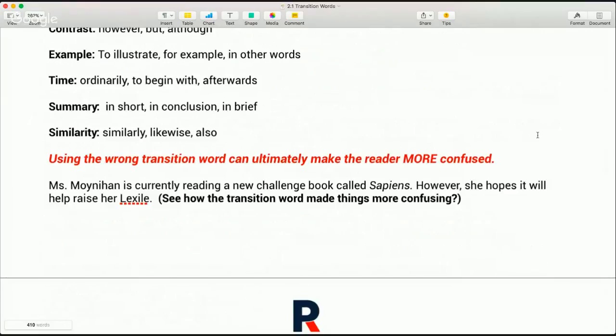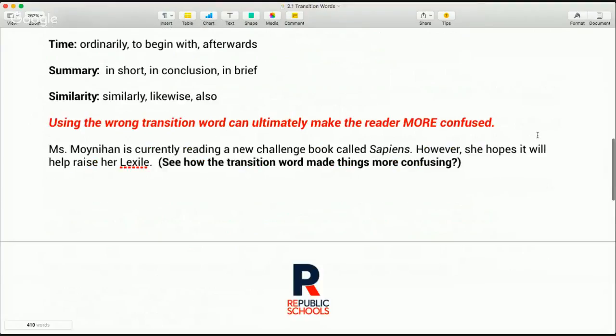I'm reading a challenge book and I'm hoping it raises my lexile. That does not seem like two opposite ideas to me. In fact, it seems like I'm reading this book because I hope it will raise my lexile. Do you think there's a better word I could have used instead of however? Pause the video and I want you to write down whatever word you came up with and see if it makes more sense. When you do that, make sure you're also writing down the relationship between the two sentences.